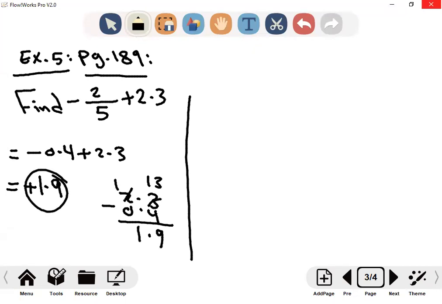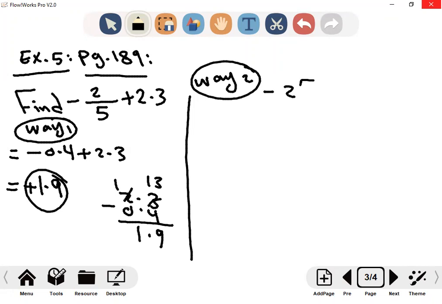Done? So in this idea, what I did, I turned this fraction to be what? Decimal. Now I have negative, positive. Different signs, find the difference, and put the bigger sign, right? This is the first way to solve. The second way to solve, we leave this one, and we turn this one to a fraction, right? So here, way one, we call it way one. Now, way two.